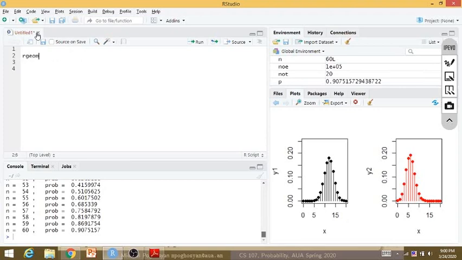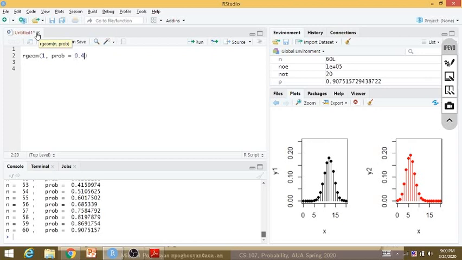The name is rgeom. Here I need to write two parameters, n and probability. How many experiments do I want to do? Just one experiment. Probability is equal to, say, 0.4.